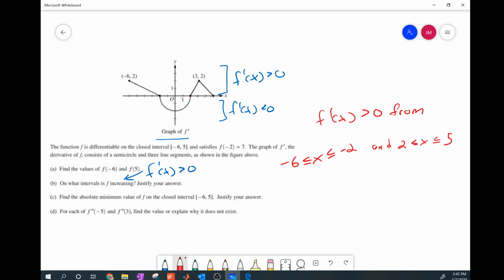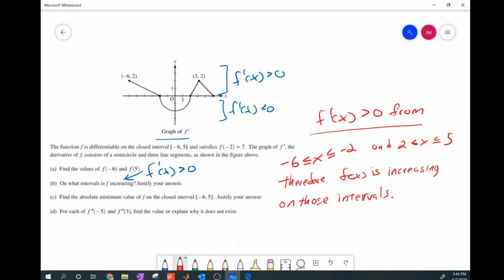And now they want a justification. Well, that is the justification that f prime is greater than 0. So you say therefore f of x is increasing on those intervals. And that would be a good answer. Nice and short. Now question C.